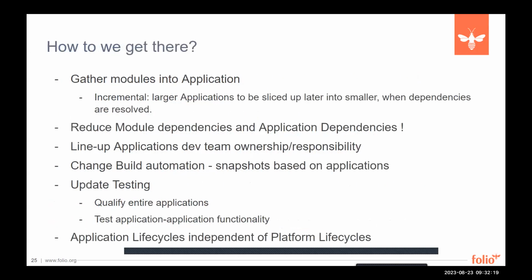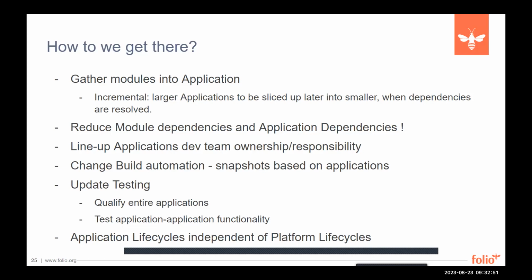Okay, so then the thing is, how do we get there? How do we do this? We have to take the incremental approach that I mentioned, where we group them into large groups and then break the groups down into smaller groups. Independently of the grouping exercise, we do have to, for a number of reasons, not just this one, reduce the dependencies that exist between modules. And then eventually, those larger applications reduce the dependencies as well.